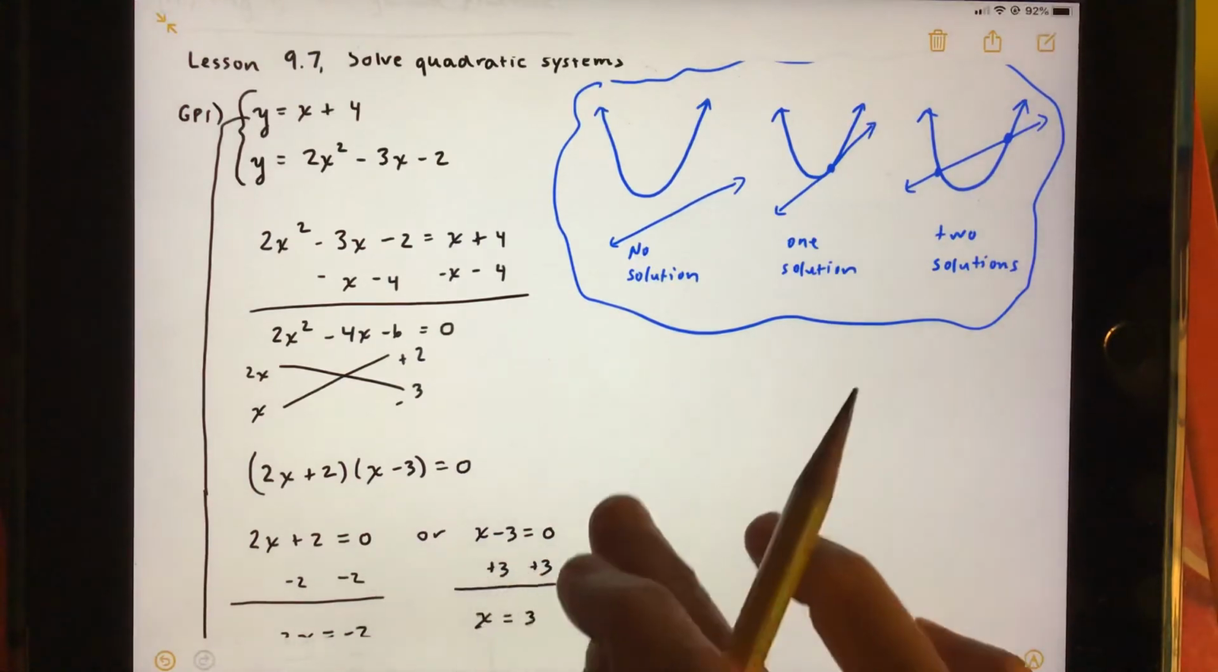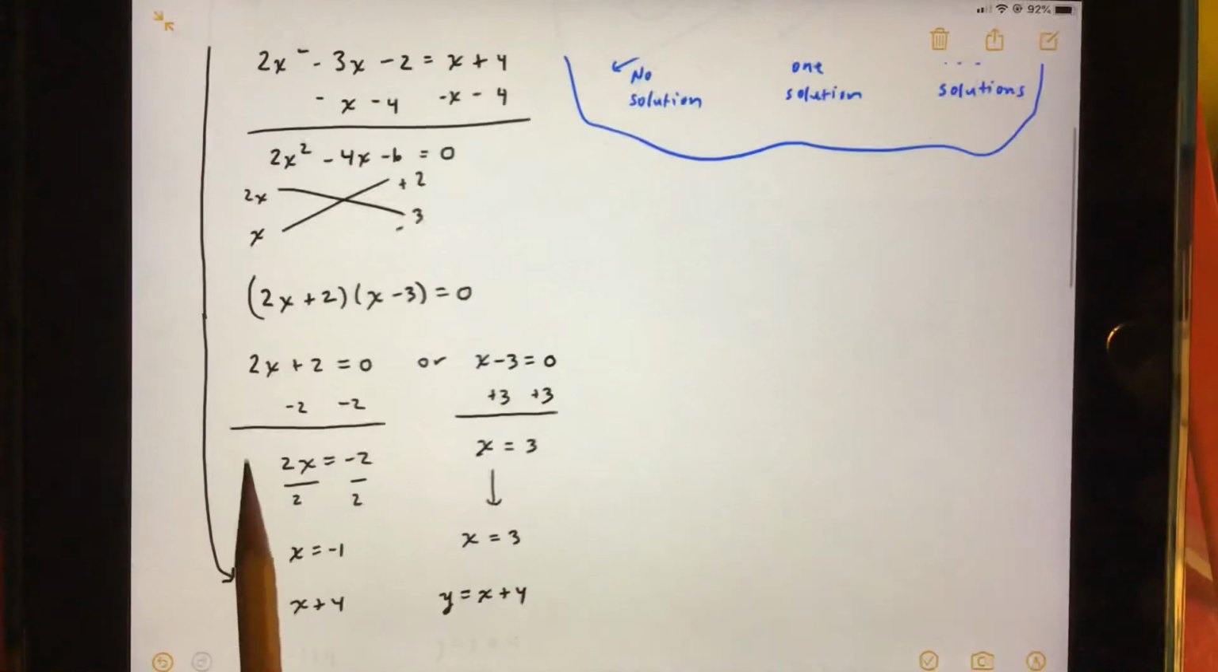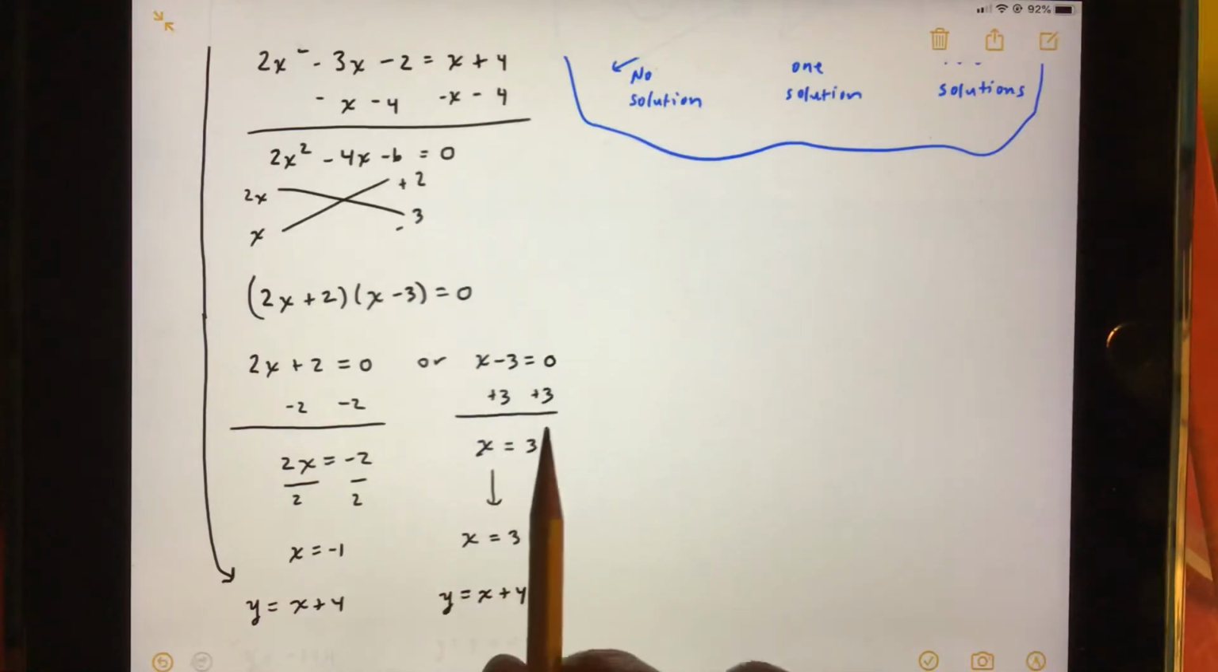And then I'm going to use the zero product property, set each of these factors equal to 0, and find out what my x values are. So subtracting 2 and then dividing both sides by 2 will give me x is negative 1. Over here on my x minus 3 equals 0 equation, I'll add 3 to both sides, giving me x equals 3. And so I have half my story done. I know what my x values are at the point of intersection.